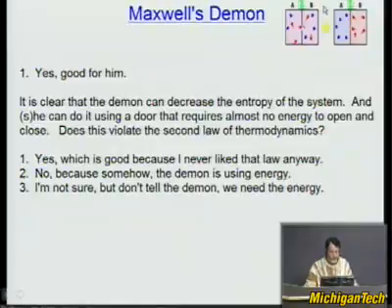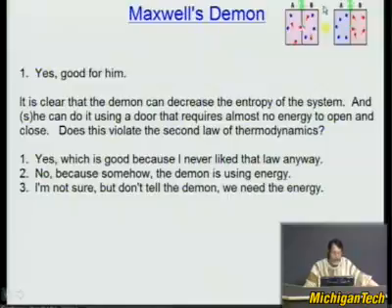So, answer is yes, good for him. He can do it. It is clear the demon can decrease the entropy of the system, and he or she can do it using a door that requires almost no energy to open and close. Does this violate the second law of thermodynamics? Yes, which is good because I didn't like that law anyway. It was not my favorite.